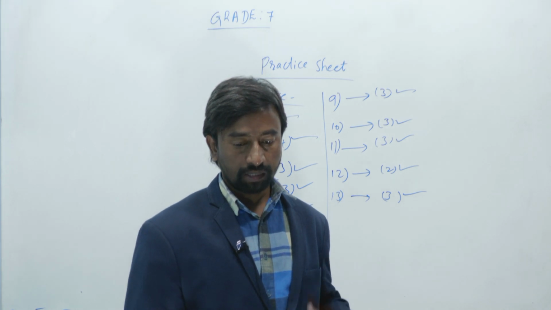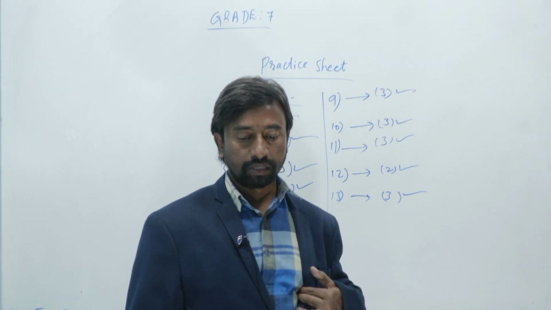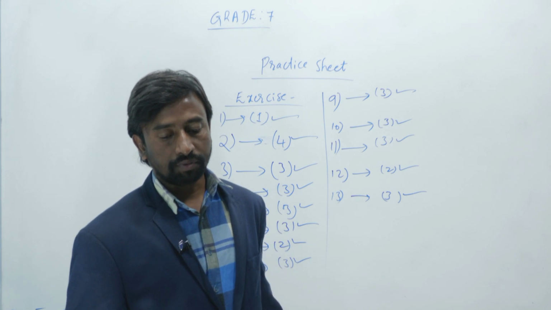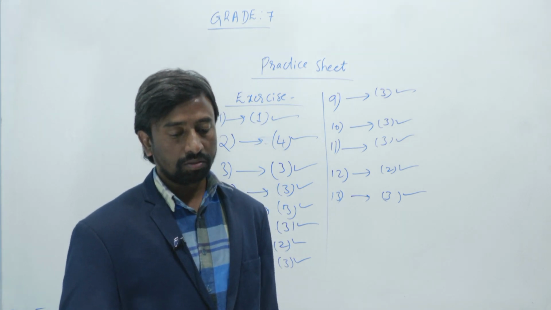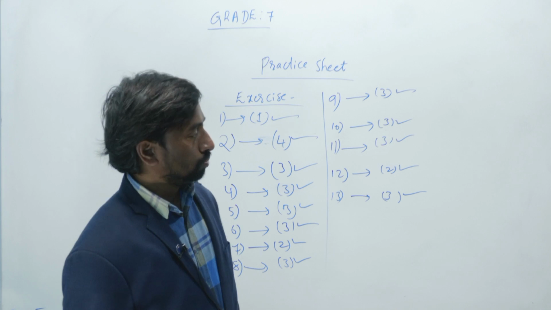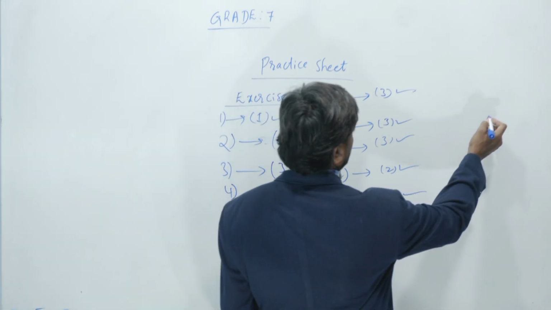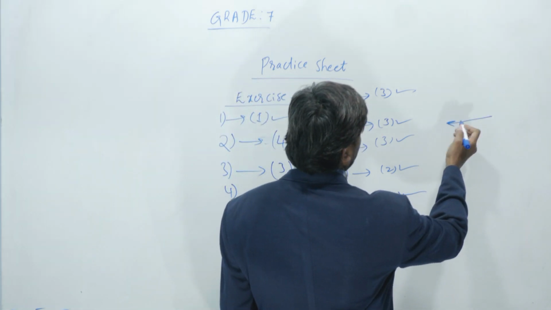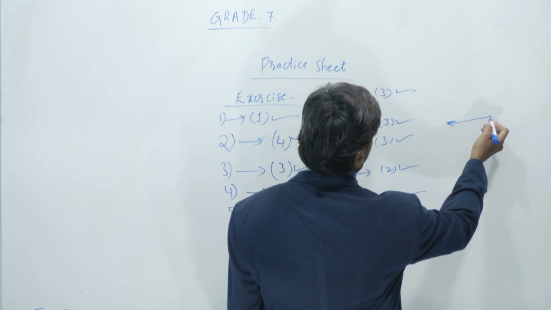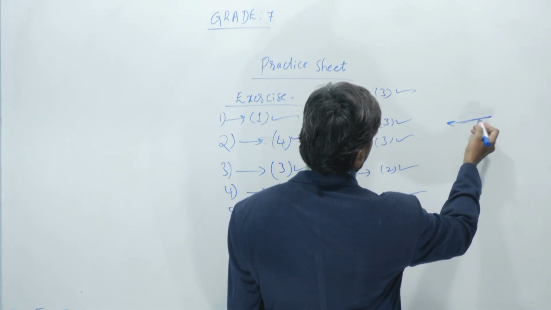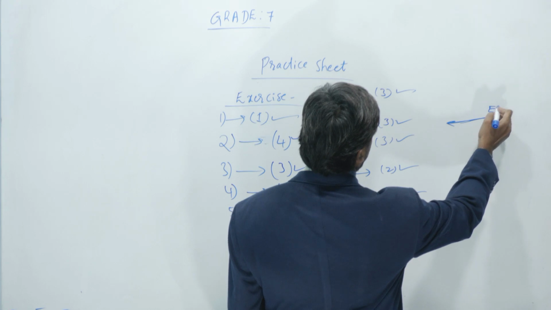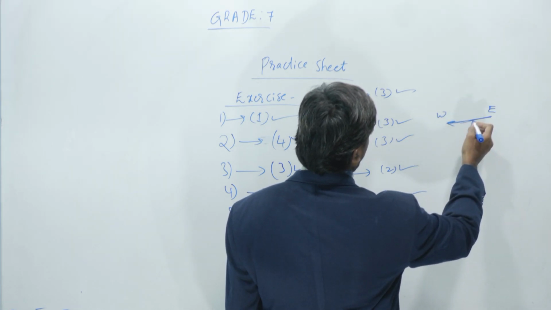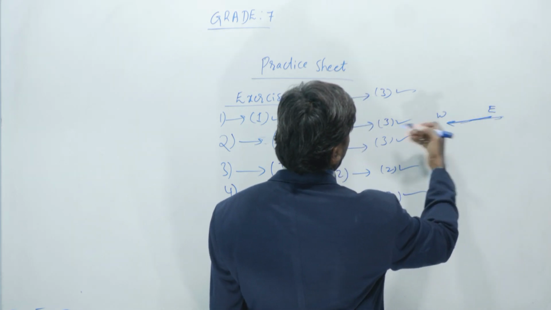So the 14th one: a man is walking from east to west on a rough surface. The force on the man is directed how? He is moving east to west, which means he will apply the force towards east, and then he is moving there.